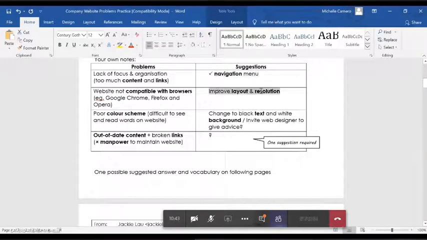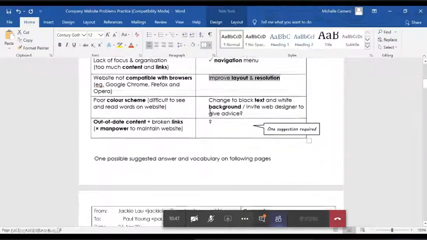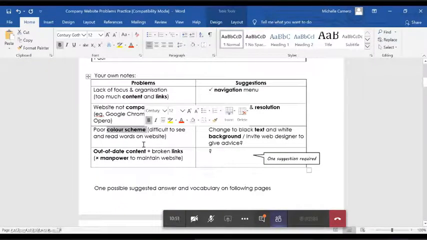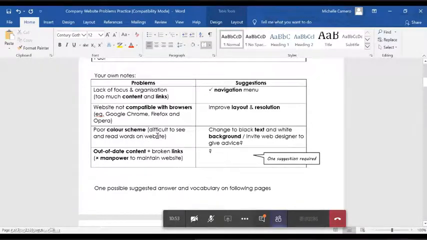Explain why improving the layout and resolution will help solve the problem. That's how you have to add the advantage. All right, for the next problem, we have poor color scheme. More information about that: it's difficult to see and read words on the website. How should we fix it?